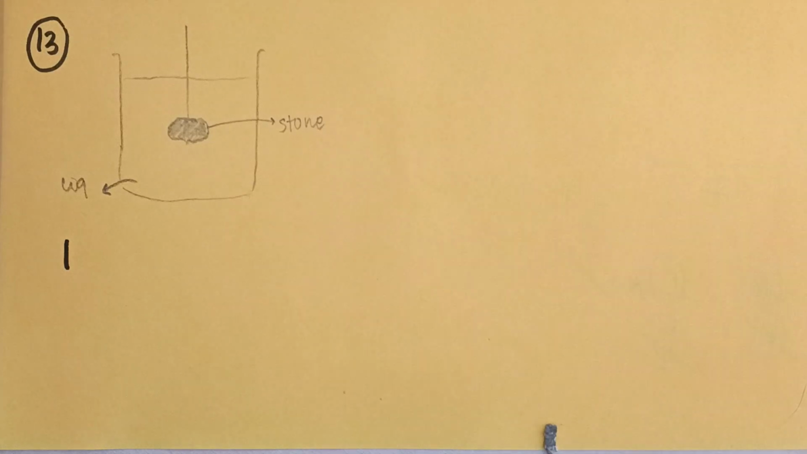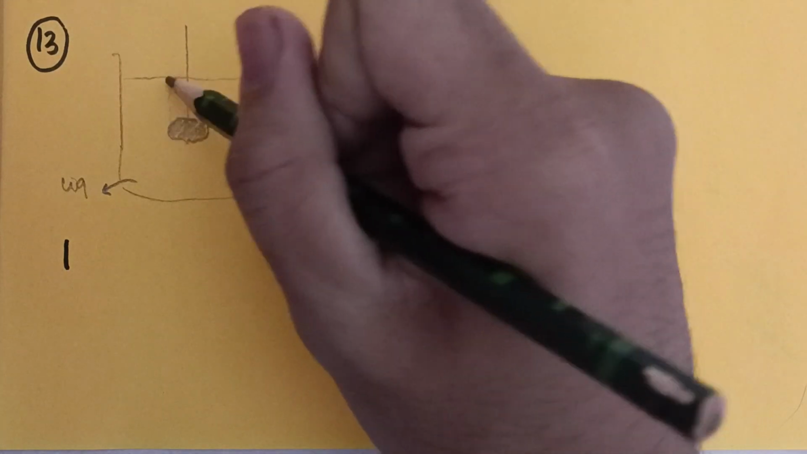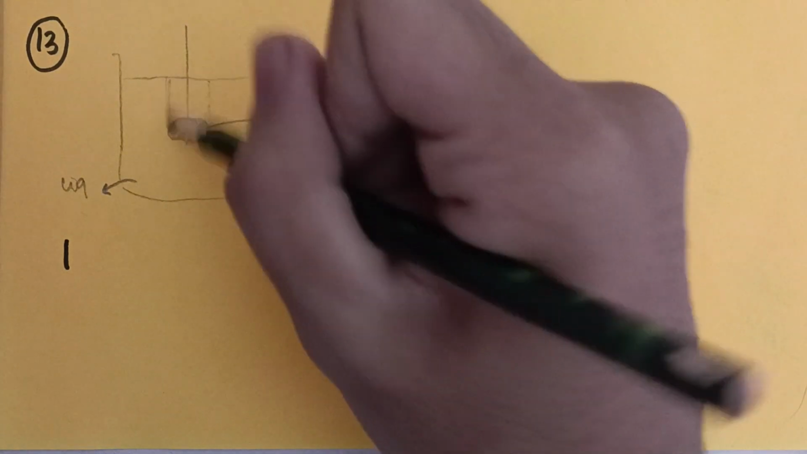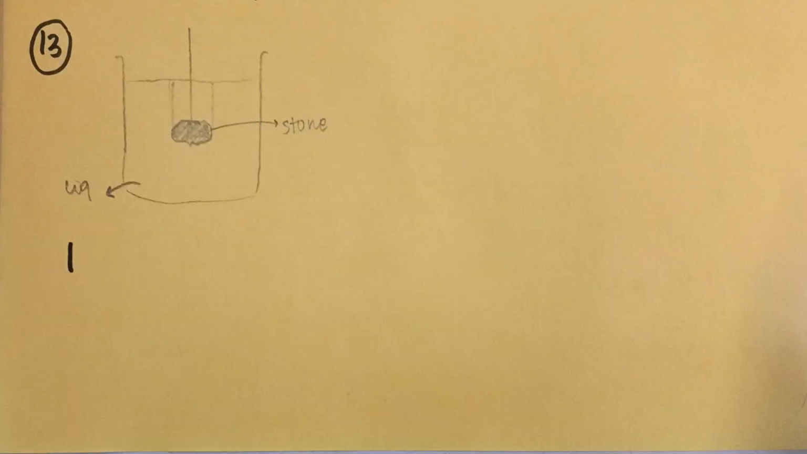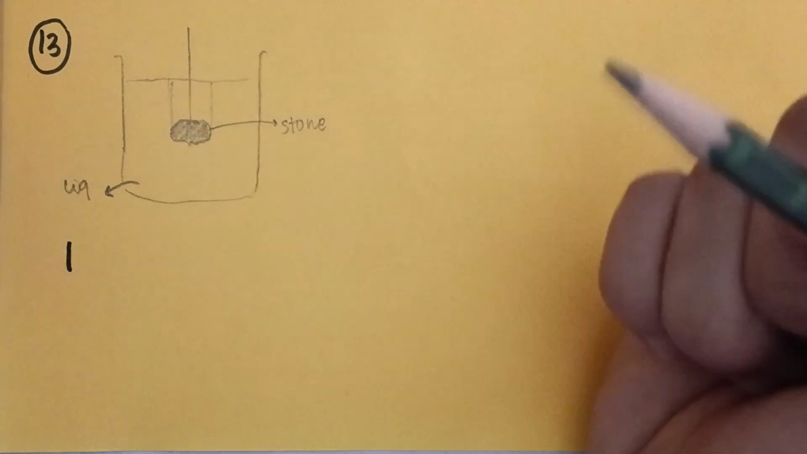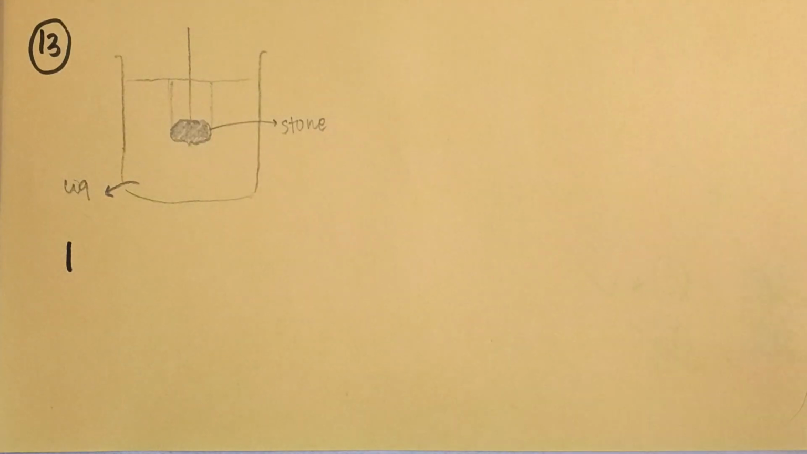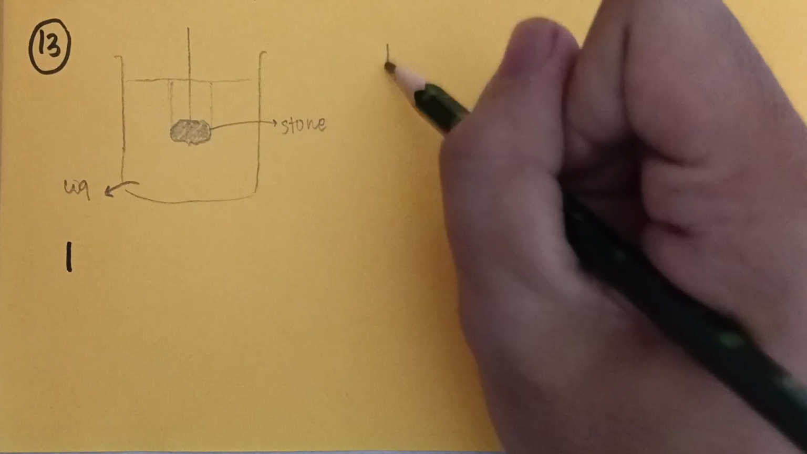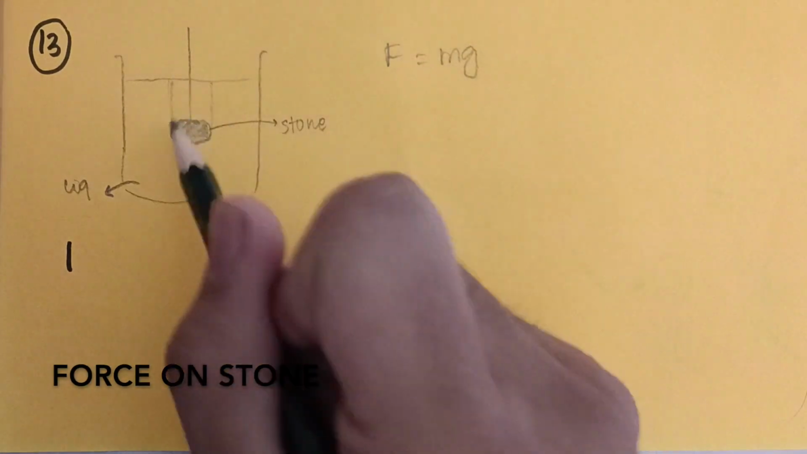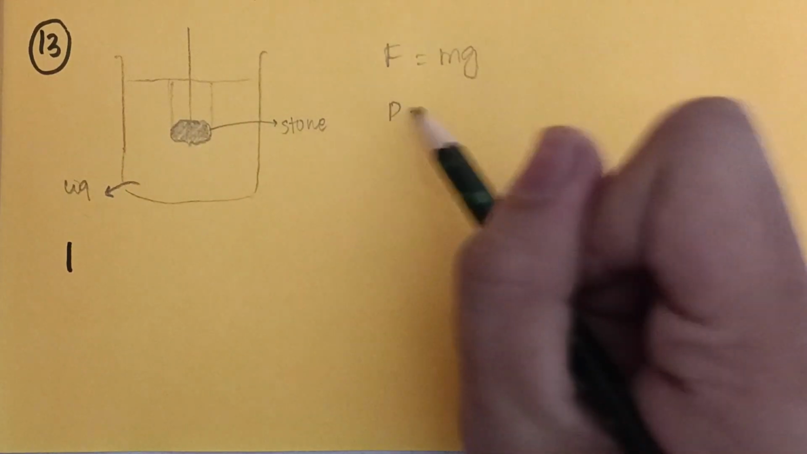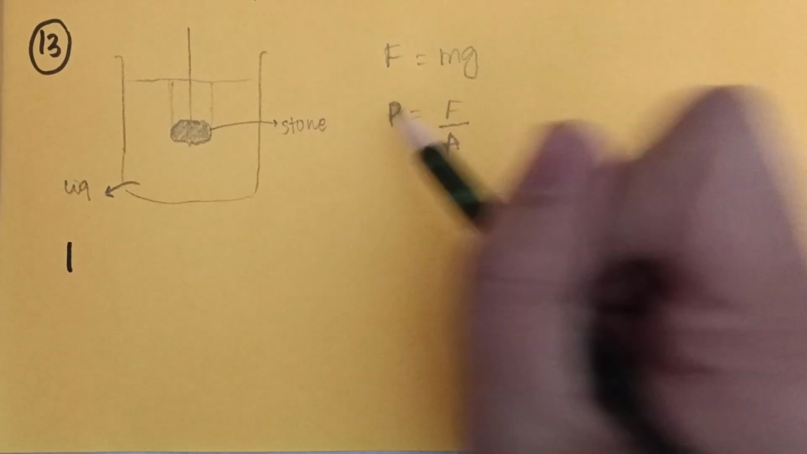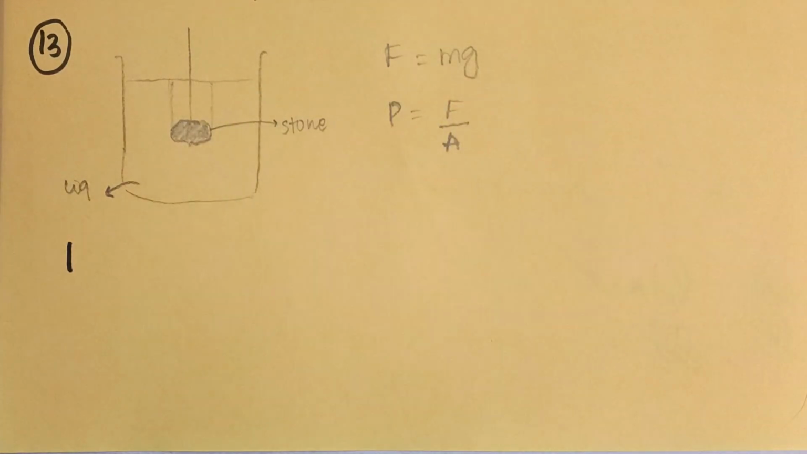Let's think about what is happening here. There's a water column above this stone that looks something like this. This may be a cylinder, exactly above the stone. That water has a mass, and because it has a mass, it is being affected by gravity. It is applying a force which is equal to mg. And because it is applying a force, it is also applying a pressure which is equal to F over A. So there's a pressure on the stone due to the water.